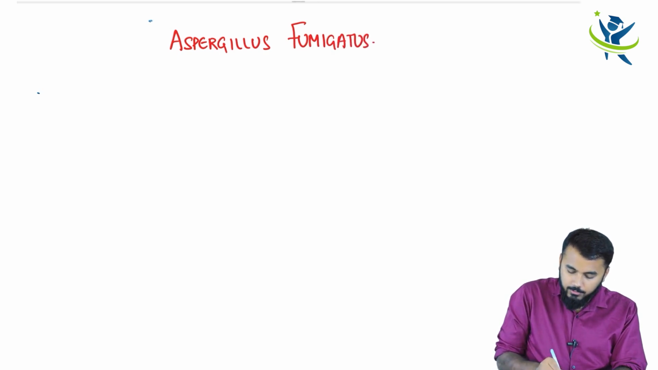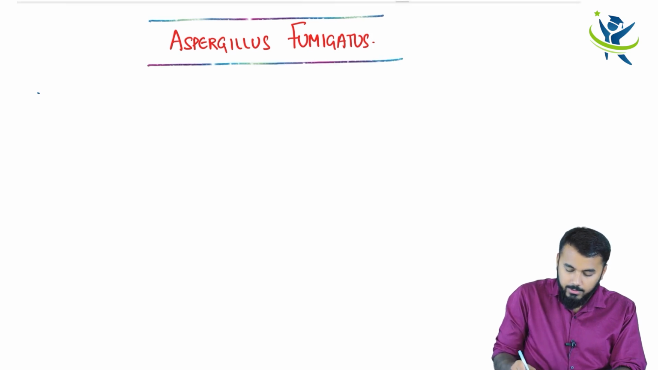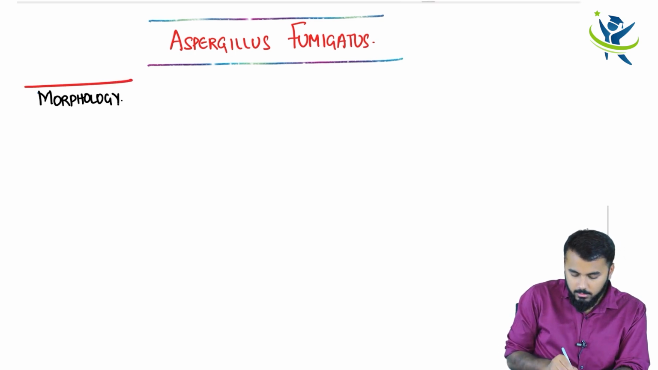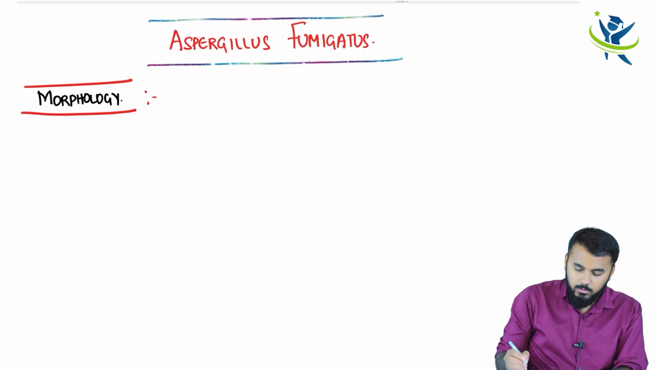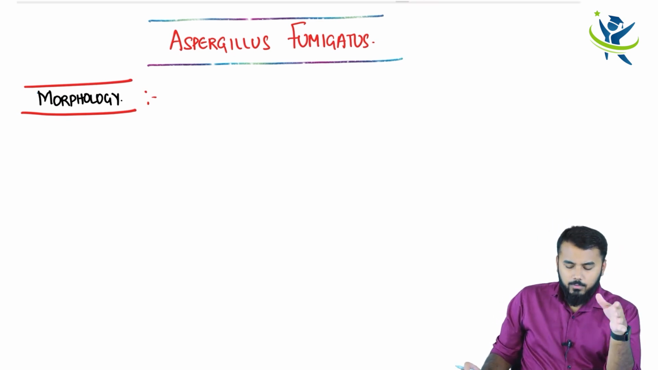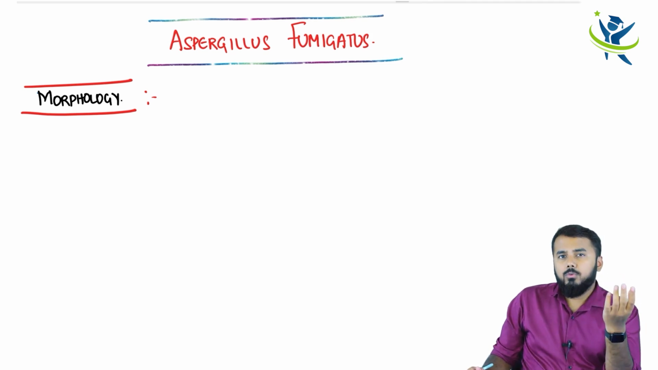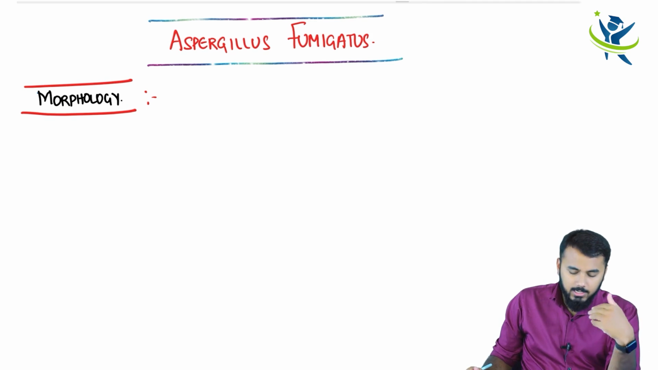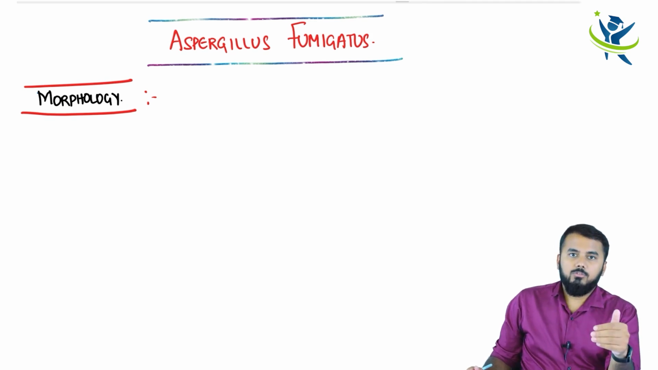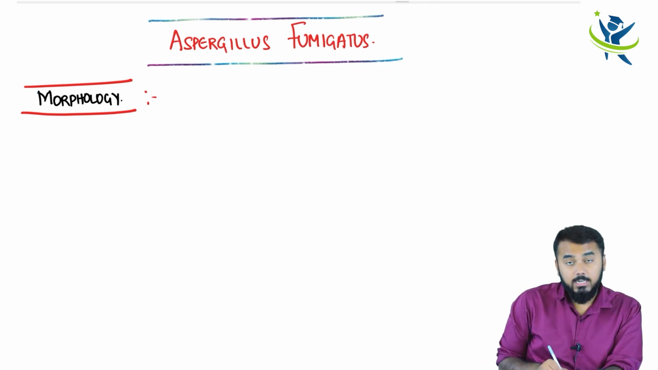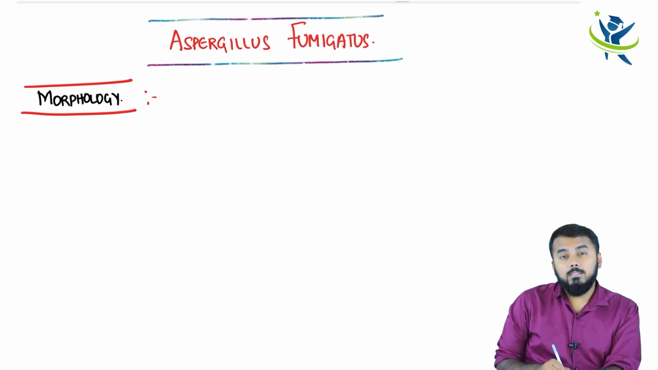Now, in this Aspergillus fumigatus, there are a few important things you definitely have to know. First of all, we shall be discussing the morphology. When you look at the morphology, as this is a fungal infection, they produce hyphae, right? And we have to know whether these hyphae are branched or unbranched. Obviously, the hyphae of Aspergillus fumigatus are branched. And we also have to know whether the hyphae are septate or not.